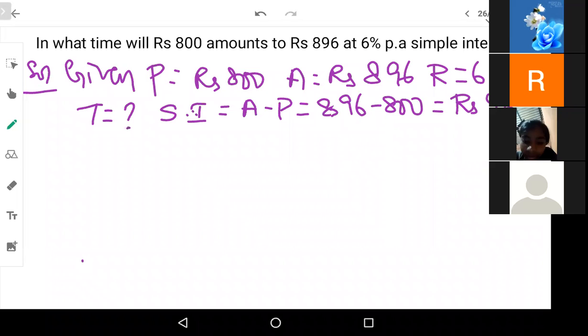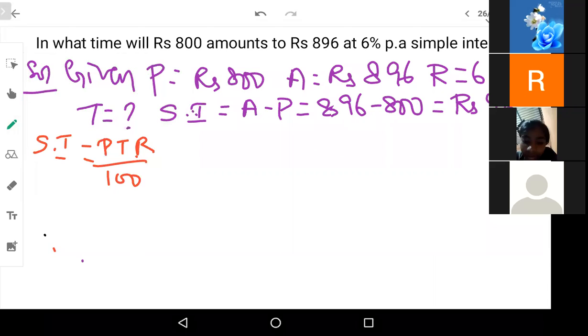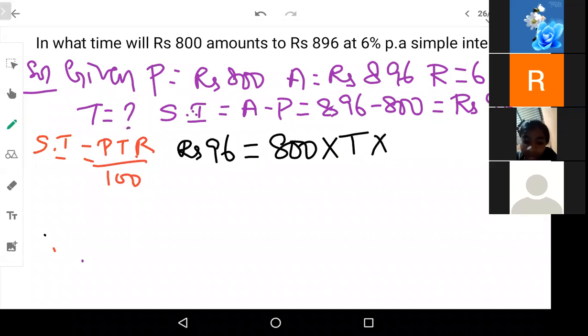So we have so much data with us. Now let us apply the simple interest formula, PTR by 100. Now let us apply everything. Simple interest is rupees 96 is equal to principal is 800. We don't know the time. Percentage is 6%, whole divided by 100. Okay, you've got T as 2 years.